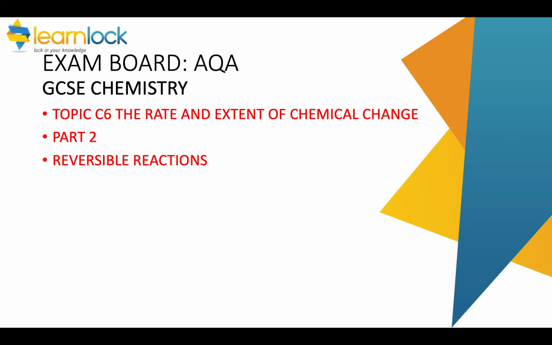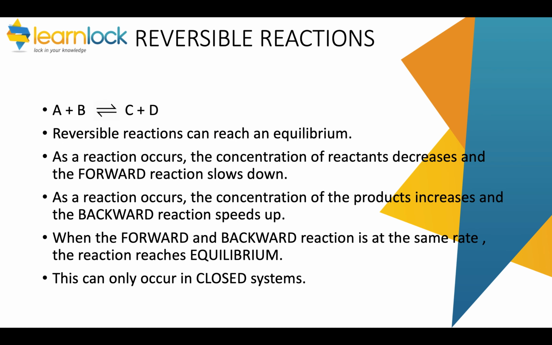Hello and welcome to the GCSE Chemistry tutorial for topic C6, the rate and extent of chemical change. This is part 2 and covering reversible reactions. Reversible reactions are shown with this symbol here.